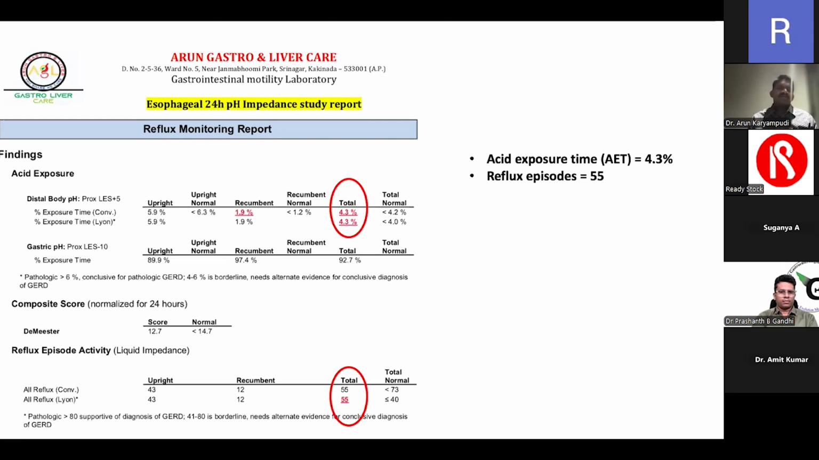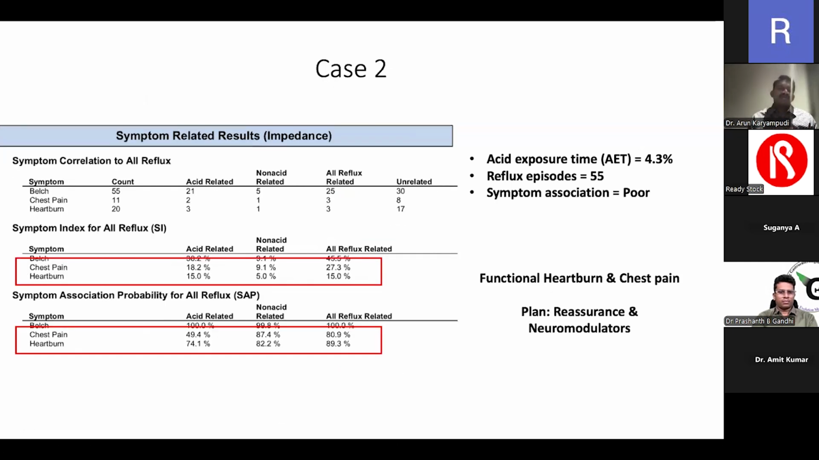pH study, the acid exposure time was only borderline elevated. That was just above 4%. The reflux episodes were also not much elevated. It was only 55. And if you see here, there were quite a significant number of reflux symptoms recorded during the study. So 55 episodes of belching, 11 episodes of chest pain, and 20 episodes of heartburn.